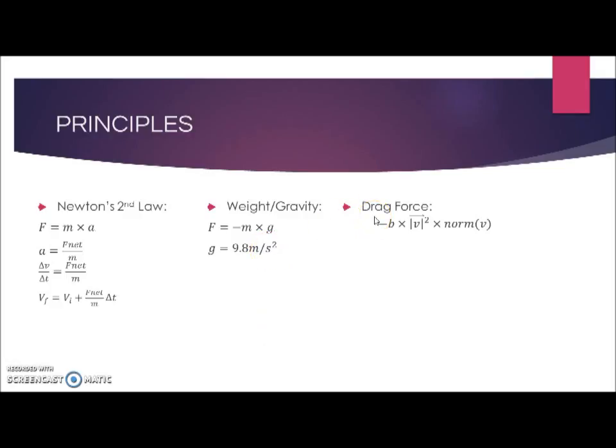And we had drag force that we needed to take into account. That is found by basically doing negative b, a constant, times velocity squared, the magnitude of that, times the normal velocity, which is there for direction. And since this was turbulent force and there was no viscosity, that is why we use this formula.